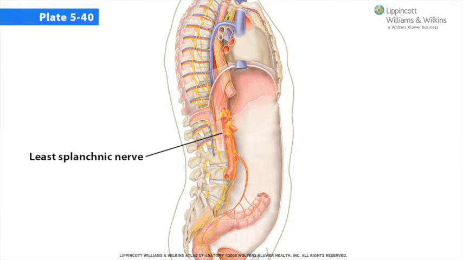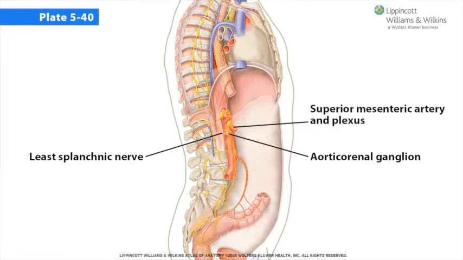The least splanchnic nerves synapse at the aortico-renal ganglia, which are found lateral to the superior mesenteric plexus near the origin of the renal arteries, and send postganglionic sympathetic fibers to the kidneys, which will be discussed in the solid anatomy lecture on the posterior abdominal wall and viscera.